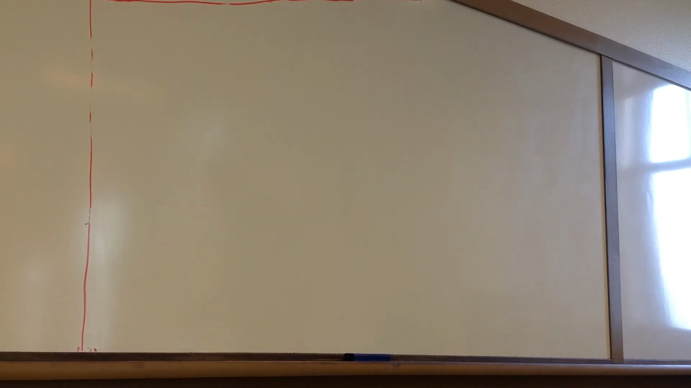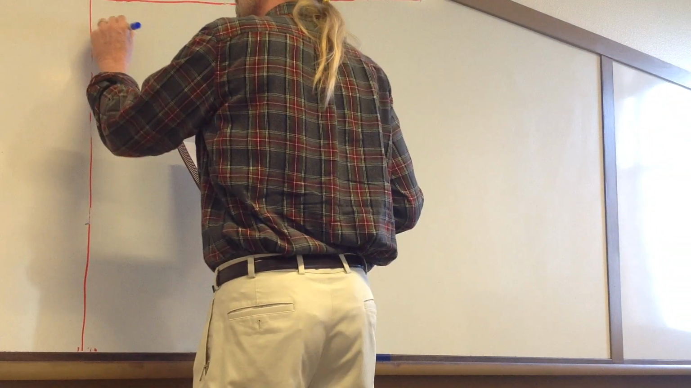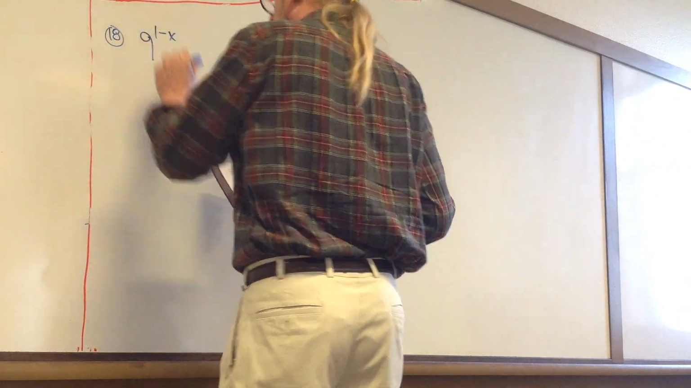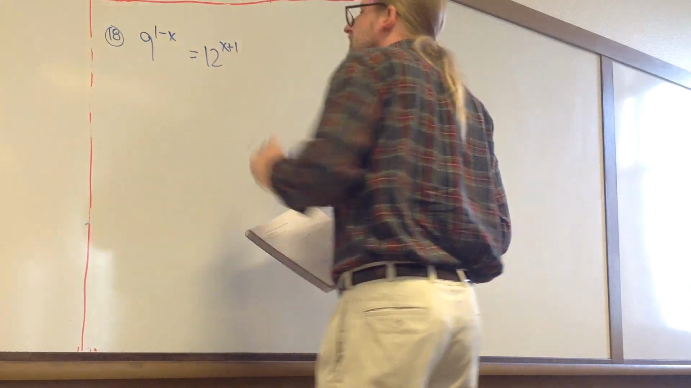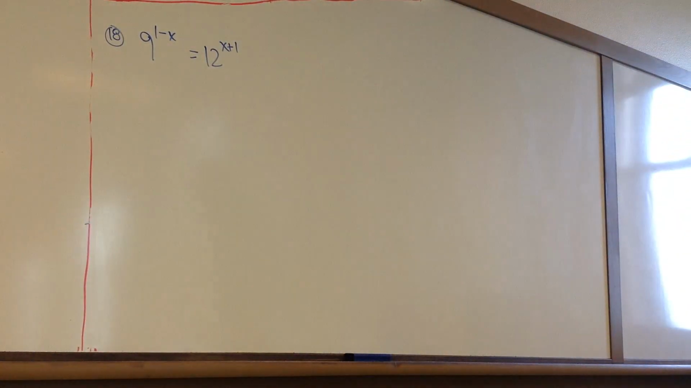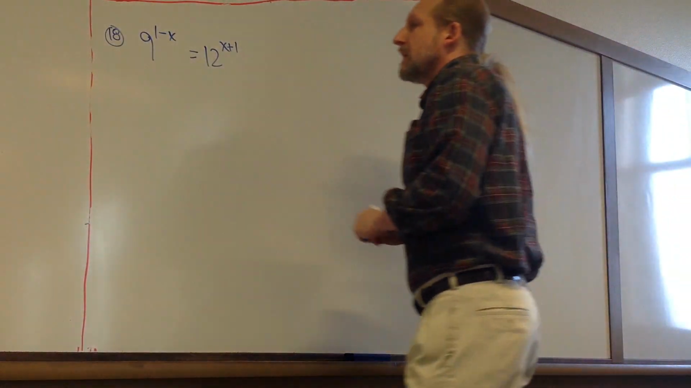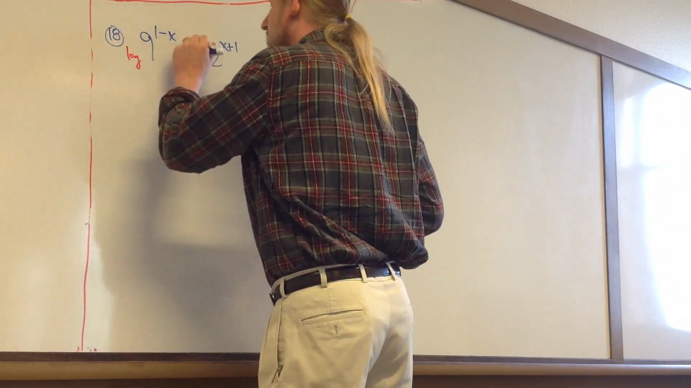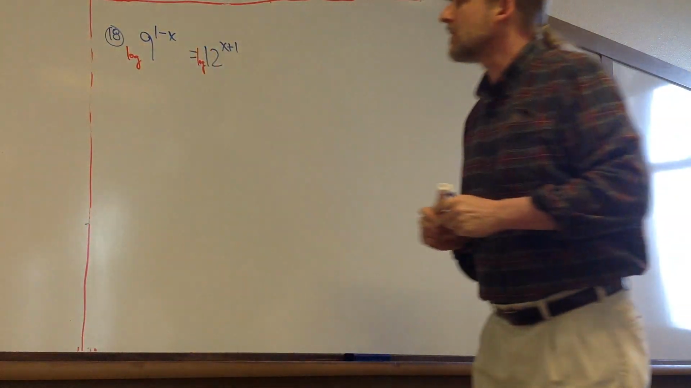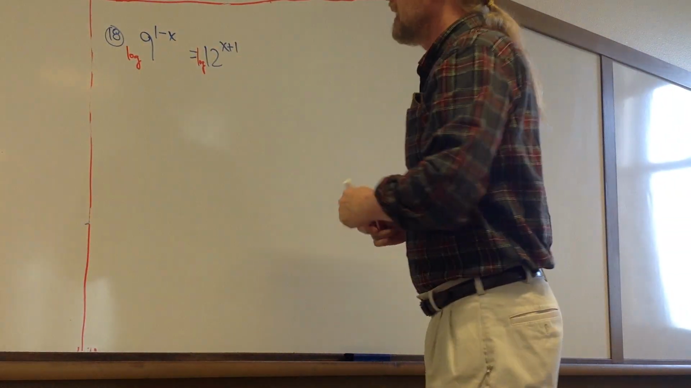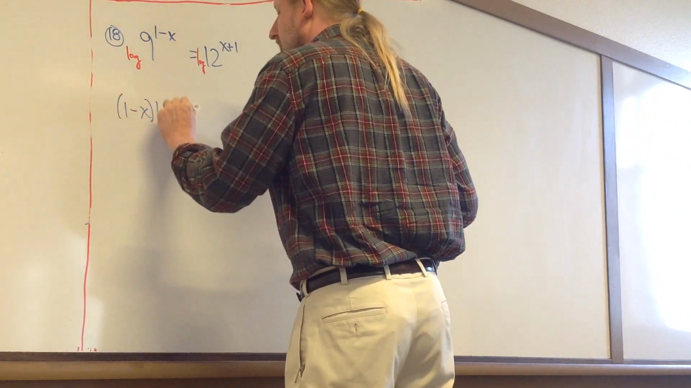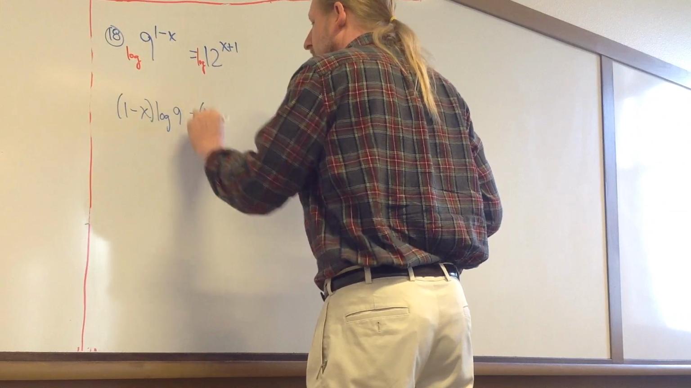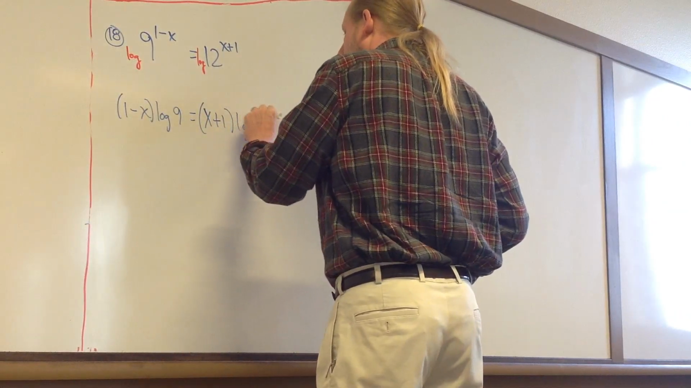All right, 18. Let's see, we start out 9 to the 1 minus x equals 12 to the x plus 1. All right, well, let's see. I think I'll use the log base 10 on this one. Say log 9, take the logarithm on both sides, and then the exponents come down in front. 1 minus x log 9 equals x plus 1 log 12.